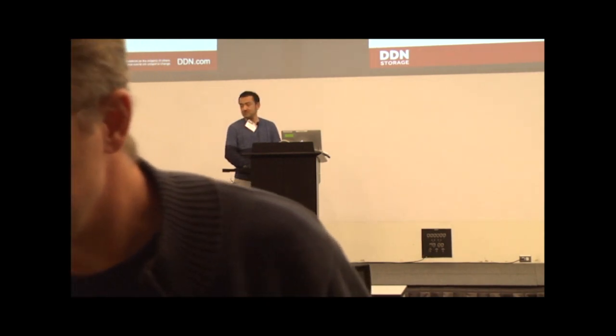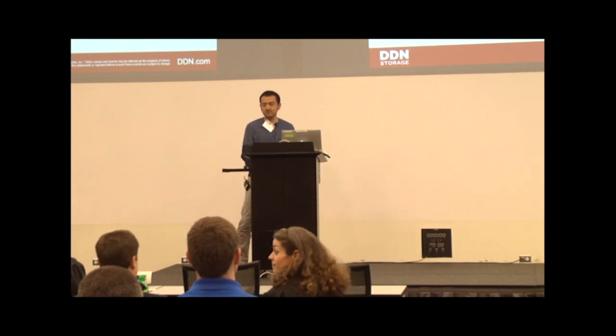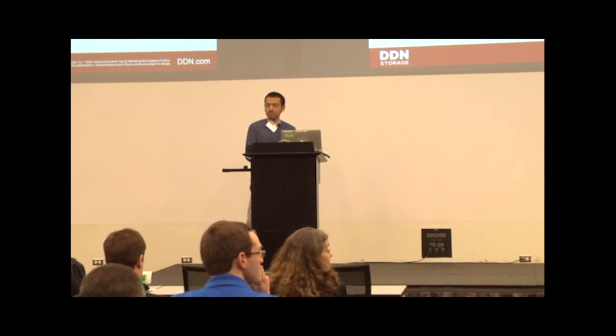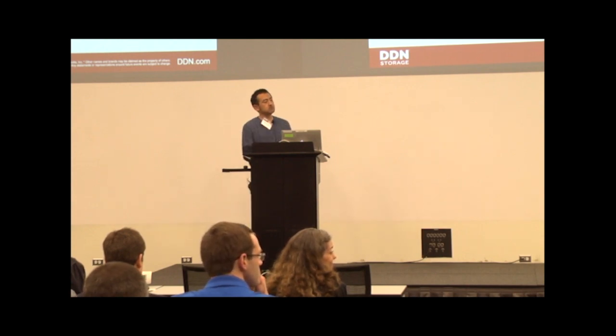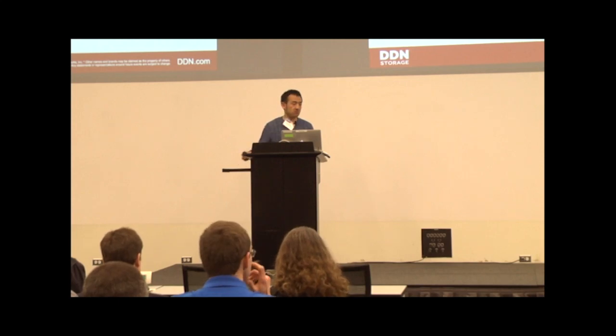Okay, we have time for maybe a couple of questions for Shuichi. Can you explain a little what happens when the T10 information doesn't match? Like, what does Lustre do when it gets it on the client?